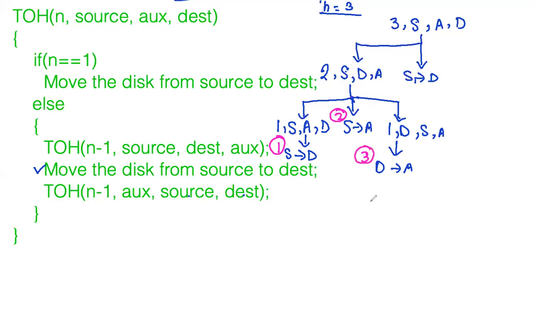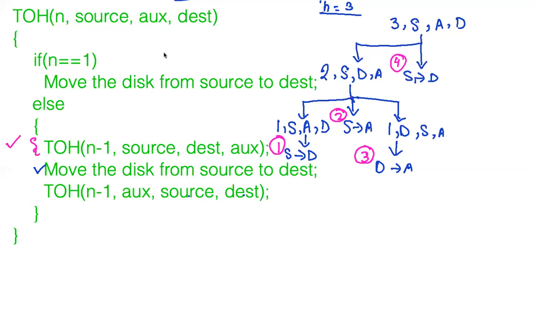Once this is done, this recursive call is over. So what is the next one? Move the disk from source to destination. So we will go back here to the initial one. What is source to destination? Source is S, destination is D. So this will be my fourth step.